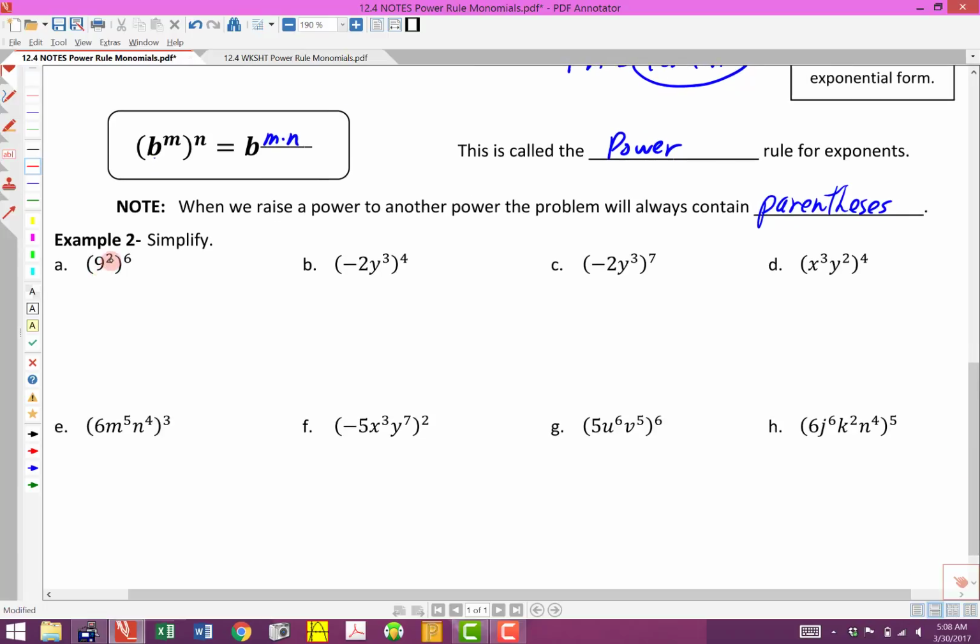So we've got a power raised to a power. The base stays the same, and we multiply the exponents. So 2 times 6 is 12. I'm going to circle that. You're welcome to plug that into your calculator. That is a gigantic number, so we're not going to worry about changing that. We're just going to leave it in exponential form. Let's take a look at the next one.